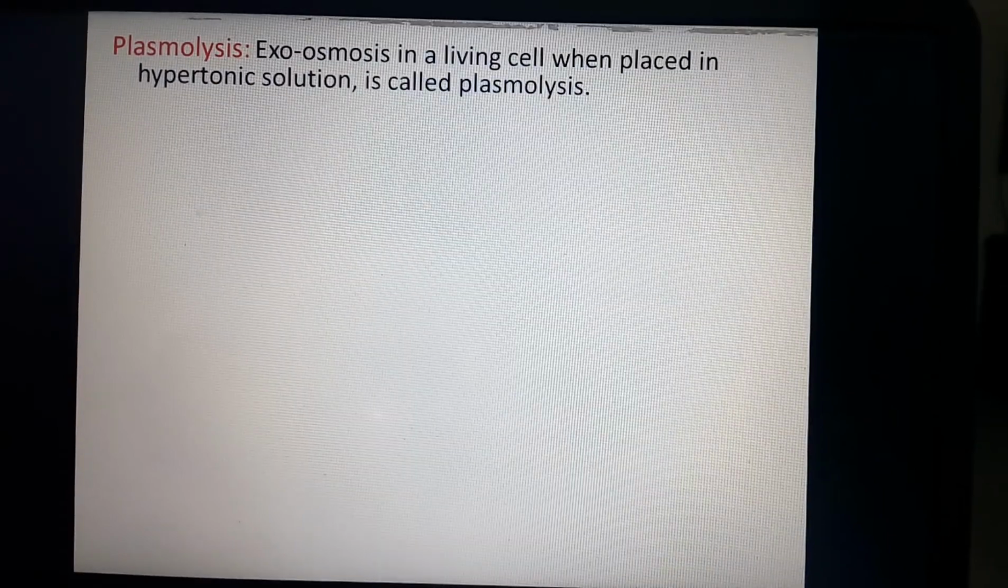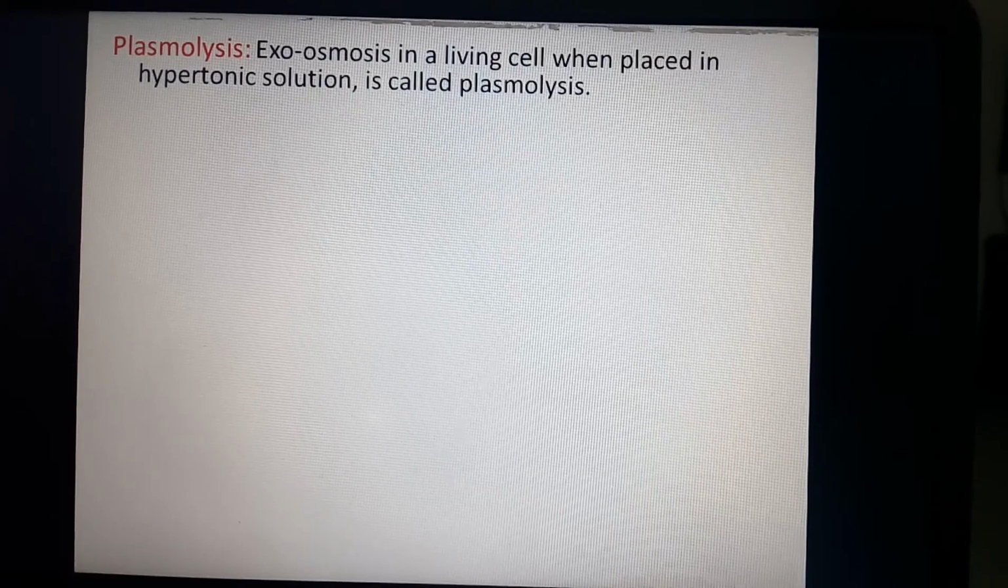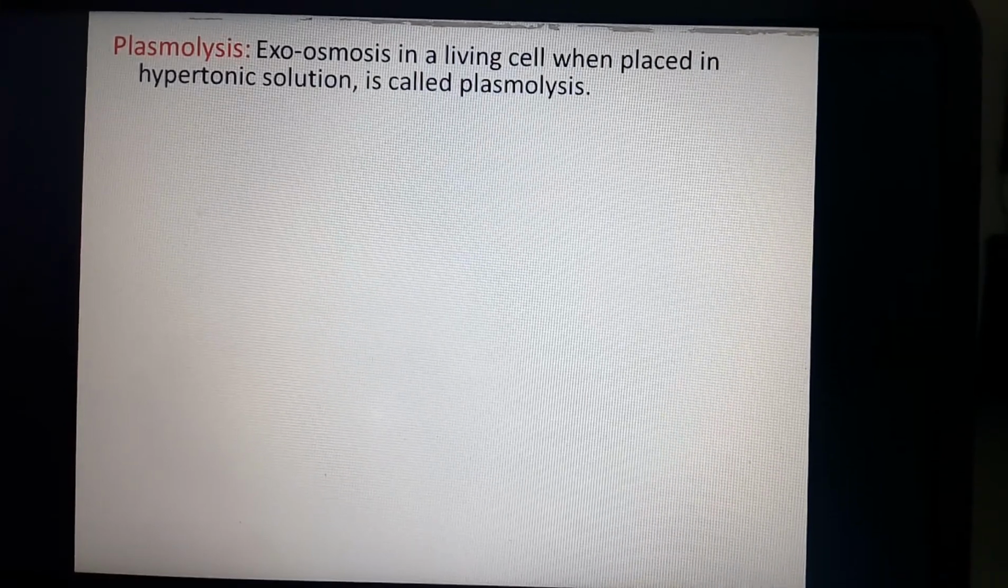In plant-water relations so far, we have discussed the physical processes involved in the absorption of water from the soil, like diffusion, imbibition, and osmosis. Today, we are going to discuss plasmolysis.